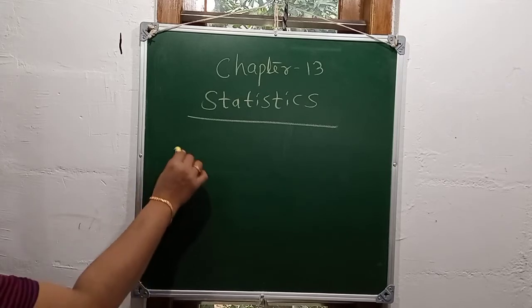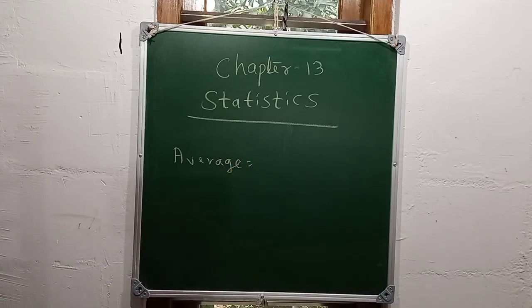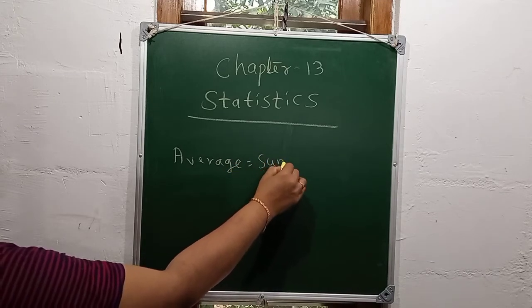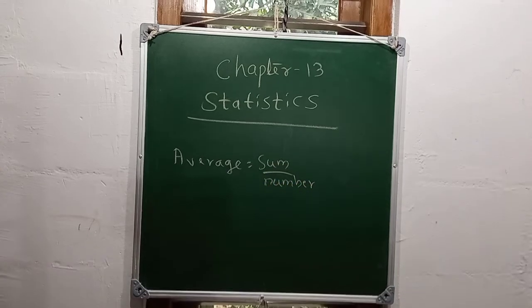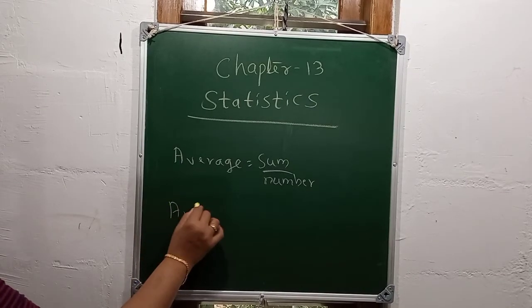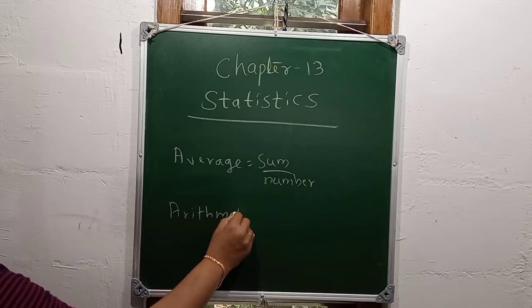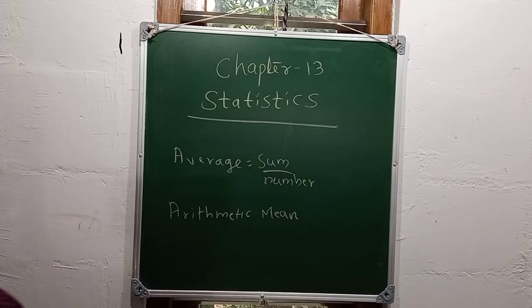What is average? Average of a set of data is the sum of the data divided by the number of data. Okay, sum divided by number gives average. And in this chapter, we give another name for average, that is arithmetic mean. Arithmetic mean or average, both are equal. So here we are discussing arithmetic mean, and you know how to find average. We have a question here.